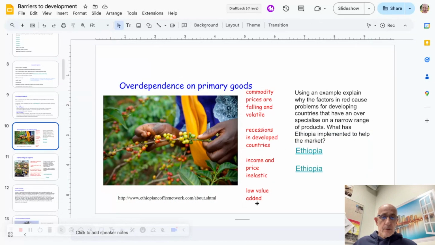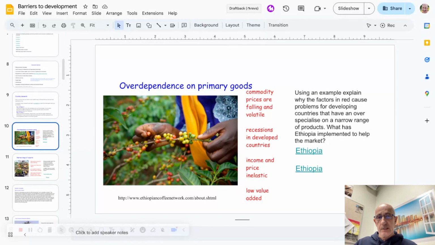Some of the barriers, I'll talk about, are maybe more important than others, like this over-dependence on primary goods. It is significant because primary goods tend to be income and price inelastic. They've got low value added. So if that's all you sell, it's very difficult for you to progress beyond a certain level of income.